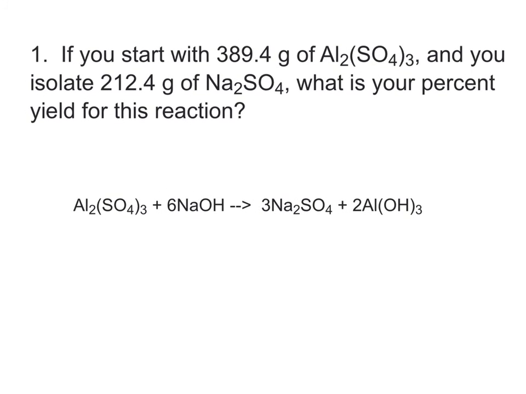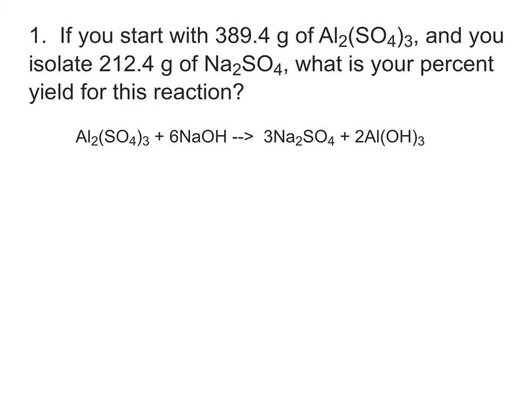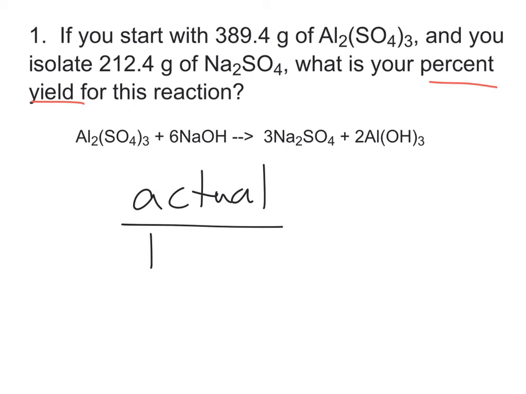So this is number 1 off of the percent yield section. This one they give us an equation for, and it's balanced. We can be thankful for that. It's less work to do. If we start with 389.4 grams of aluminum sulfate and you isolate 212.4 grams of sodium sulfate, what's your percent yield? Anytime you see percent yield, you've got to think, I need 2 numbers. I need an actual and I need a theoretical.